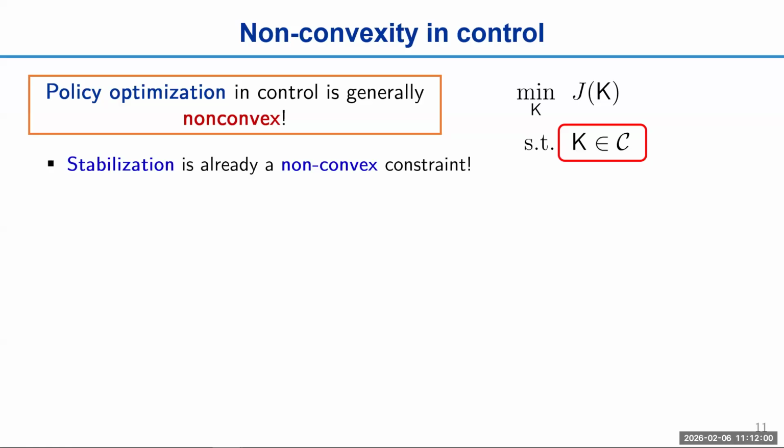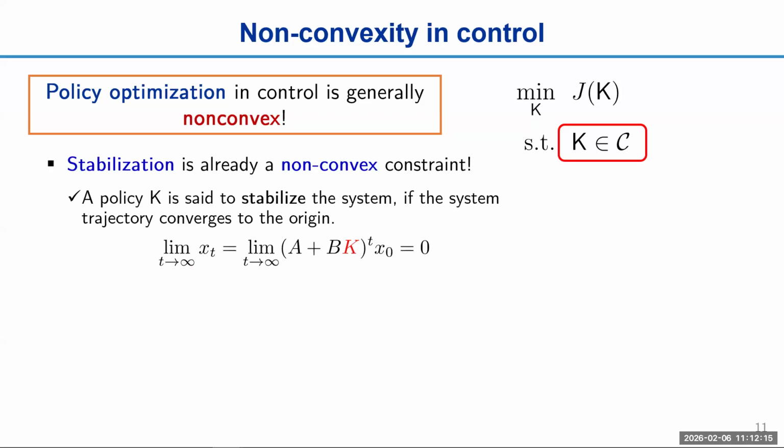Already, if you want to do a stabilization, this is a non-convex constraint. For control, normally the first thing you want is to stabilize the system. You do not want the behavior to diverge. And this constraint is already non-convex in your policy parameters. Formally, we say policy K stabilizes the system if the system trajectory converges to the origin, or your equilibrium point. So mathematically, this just goes to 0.